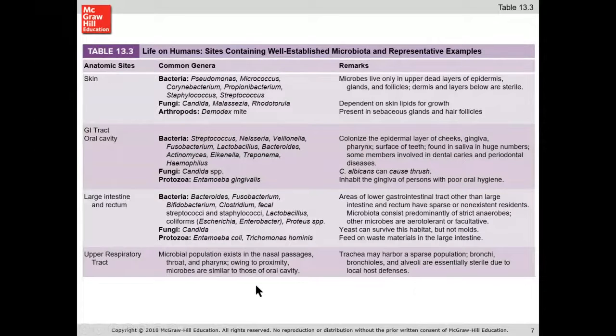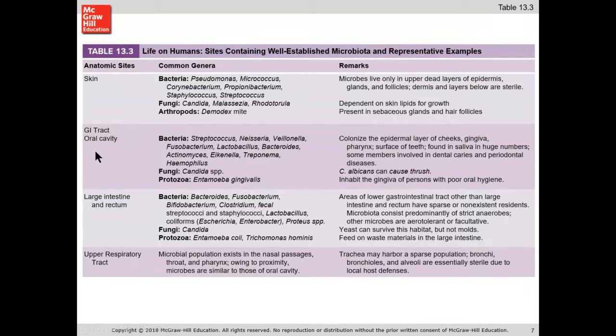Okay, I do not expect you to memorize any of these long lists of what are common here. I do want you to notice one thing though, that the skin is a common place for bacteria, fungi, and arthropods. Think of arthropods as like little insects.